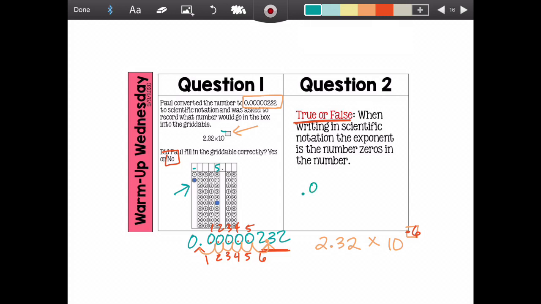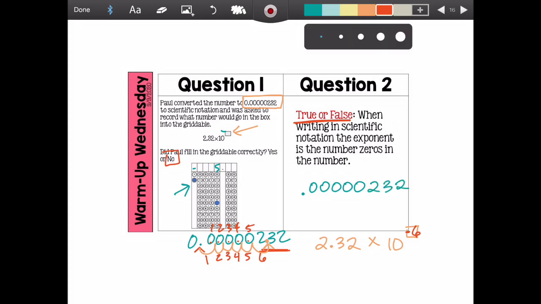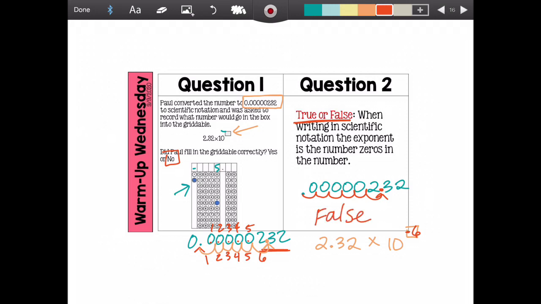So again, I'm going to rewrite this so we can see it a little more clearly. Instead of the 5 zeros, he should have counted the place values the decimal actually moved: 1, 2, 3, 4, 5, 6. So this answer should have been false. The exponent is not the same as the number of zeros. It's the number of place values we moved the decimal.